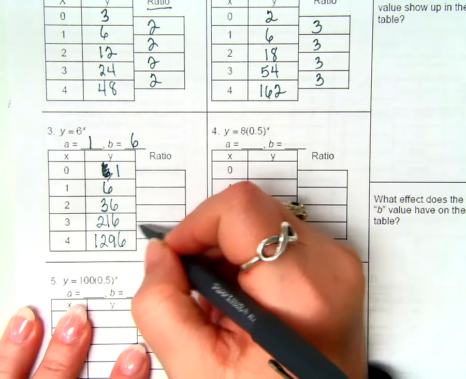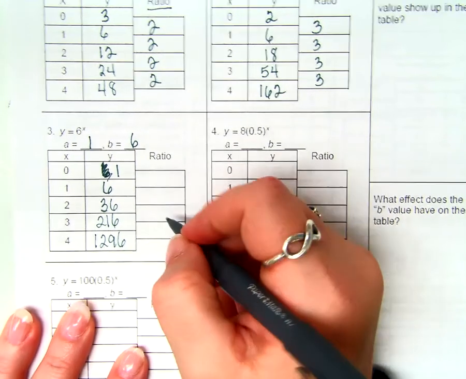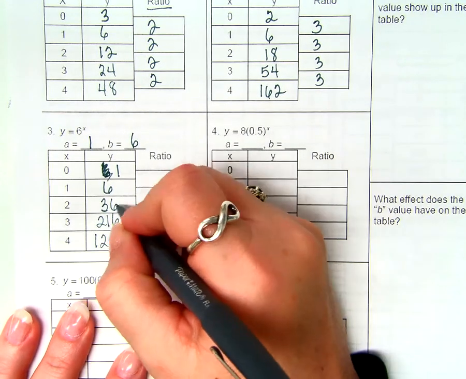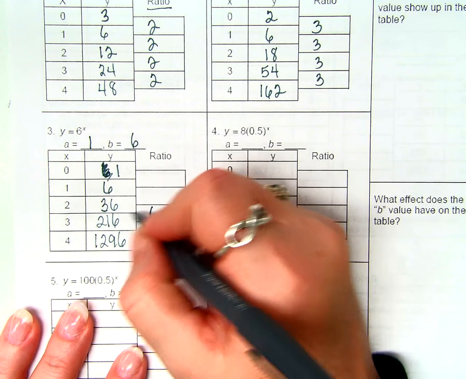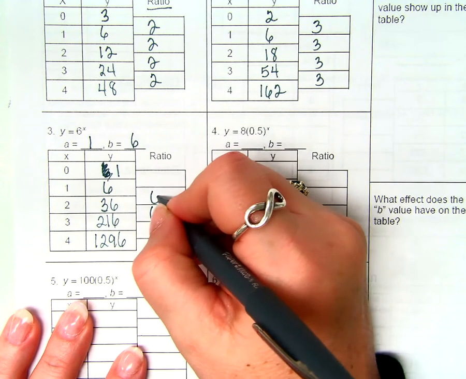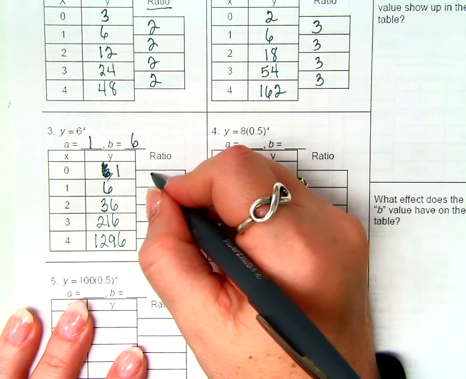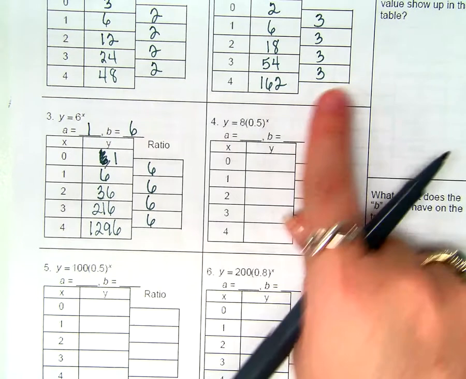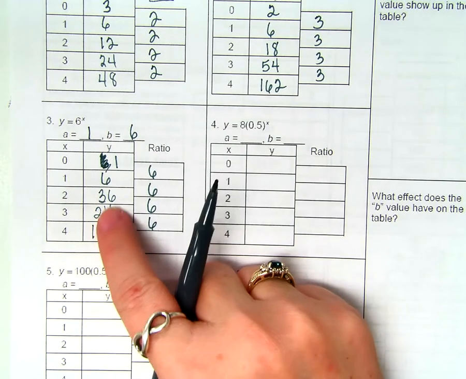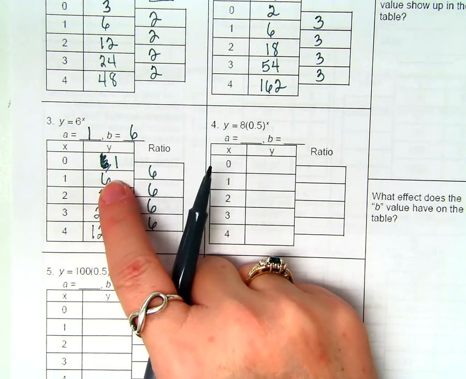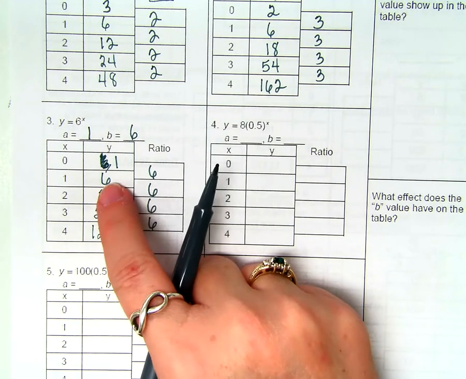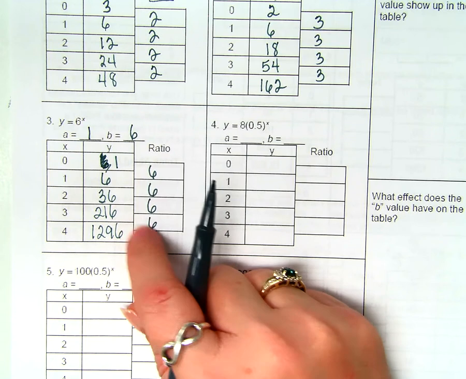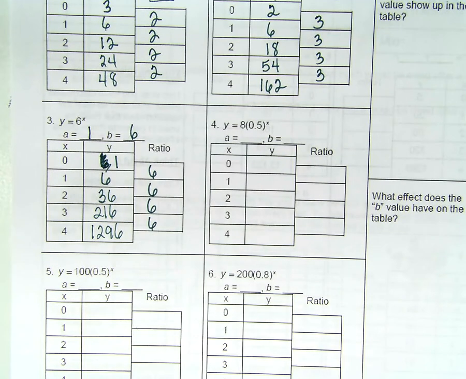What's 1296 divided by 216? 6. What's 216 divided by 36? 36 divided by 6? 6 divided by 1? 6. Do you always have to start at the bottom? I've started at the bottom every time. Can I start right in the middle of the table and say 36 divided by 6, and get 6, and then 6 divided by 1 and get 6, and then go down here? Yeah, that's okay.